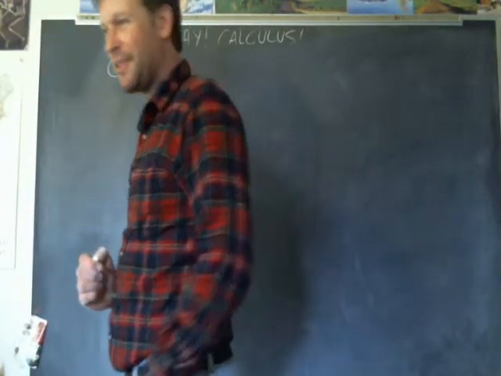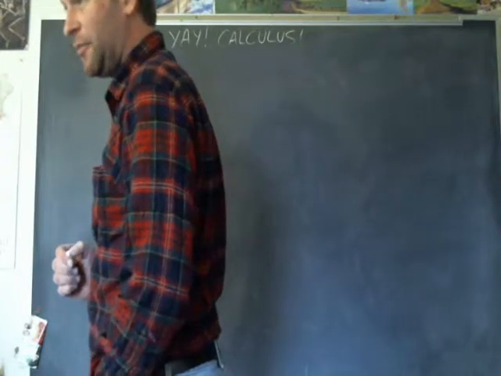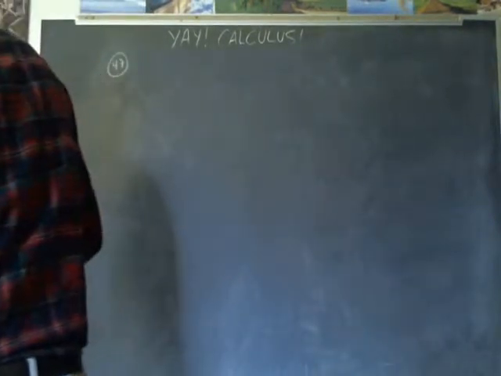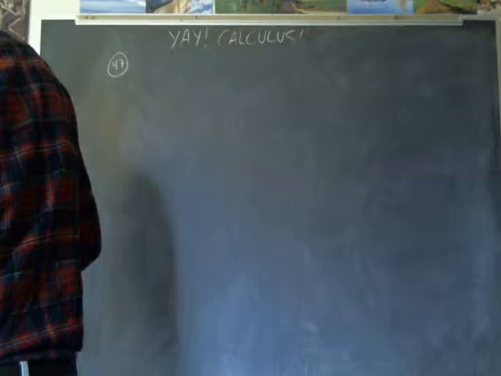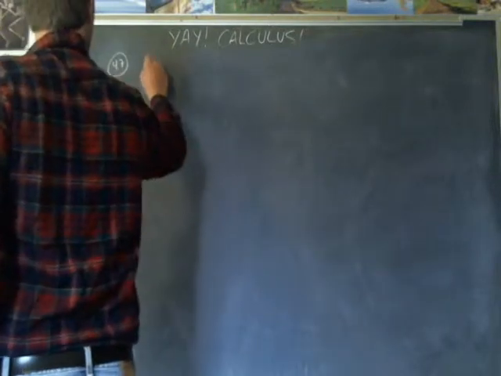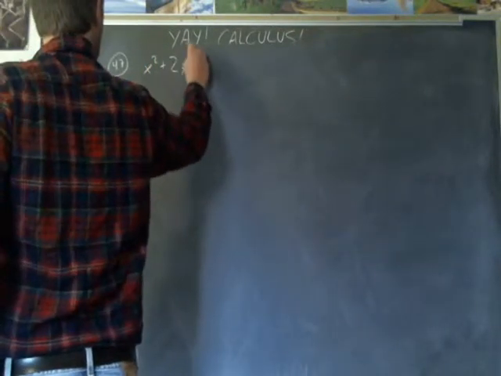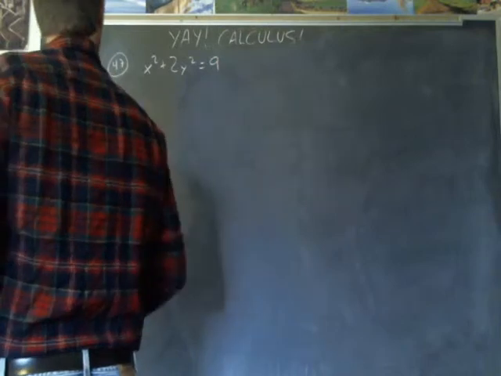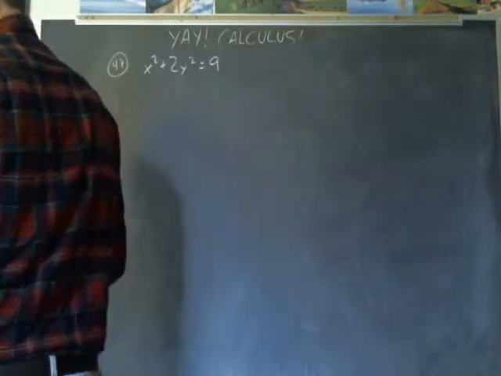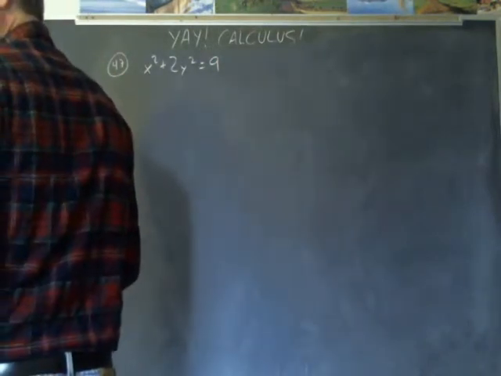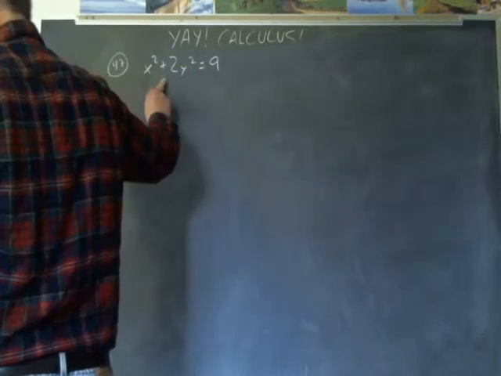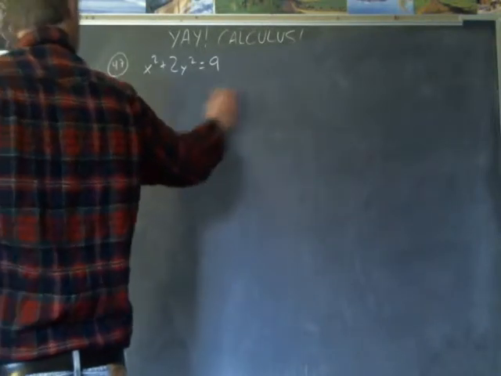Yay, calculus. Alright, 47. We have x squared plus 2y squared equals 9. So this is an ellipse, since we have both squares connected by a positive. And we're doing this at point (1, 2).